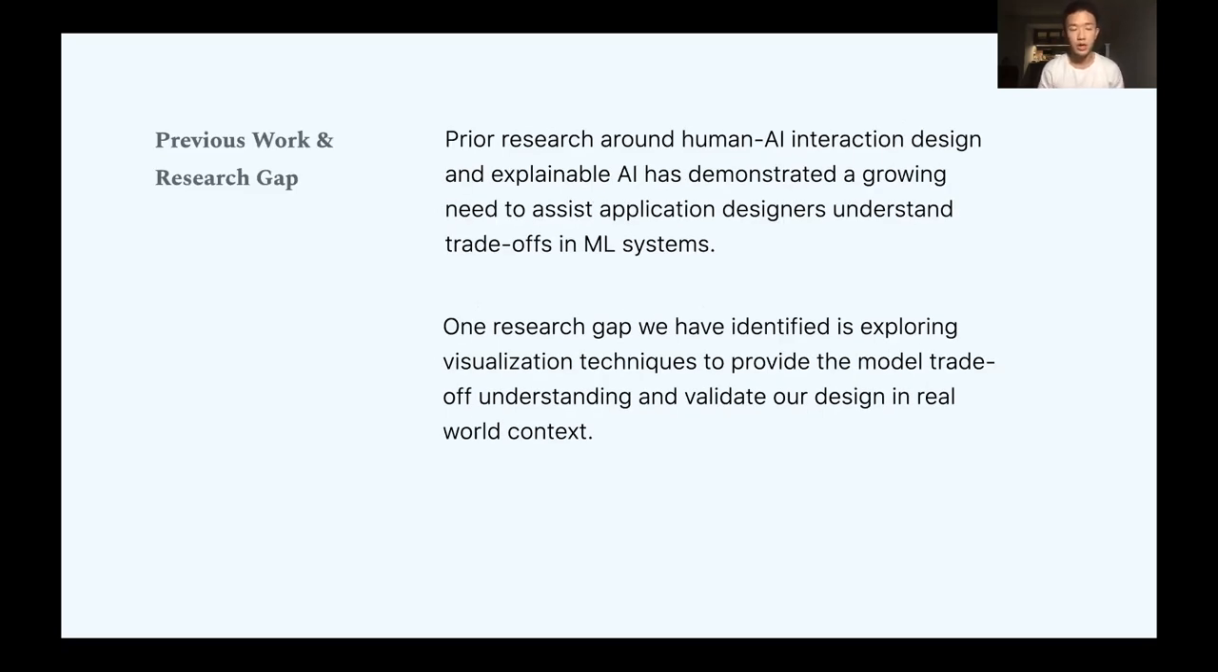For previous work and the research gap, we found that there is a lot of work around human-AI interaction design and explainable AI. Those works have also demonstrated a growing need to assist application designers in understanding trade-offs in ML systems. One particular research gap we have identified is exploring visualization techniques to provide model trade-off understanding and really validate our design in a real-world context. In this case, we worked with the Wikipedia ORES AI system.